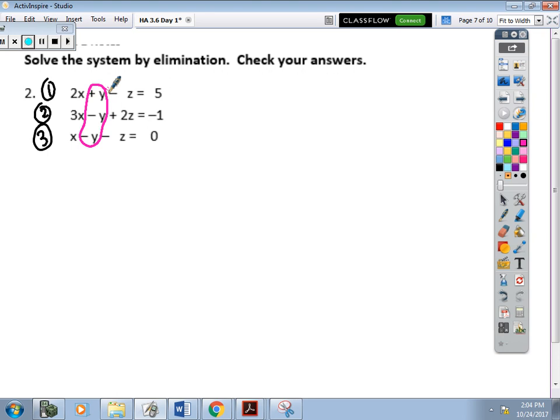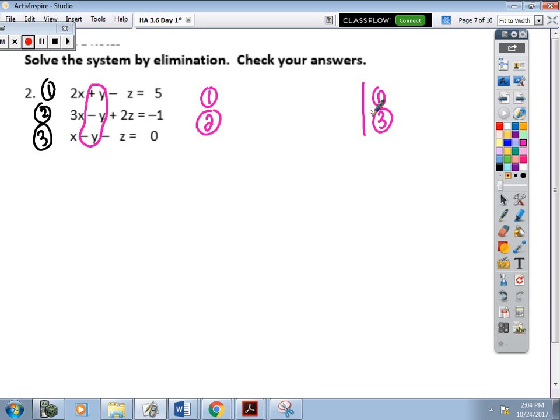Okay. Now we want to pick two pairs of equations that we would add together. Which pairs do you think we should pick? Jacob? 1 and 2 and 1 and 3. Okay? And that's because we'll have a positive and a negative and a positive and a negative.